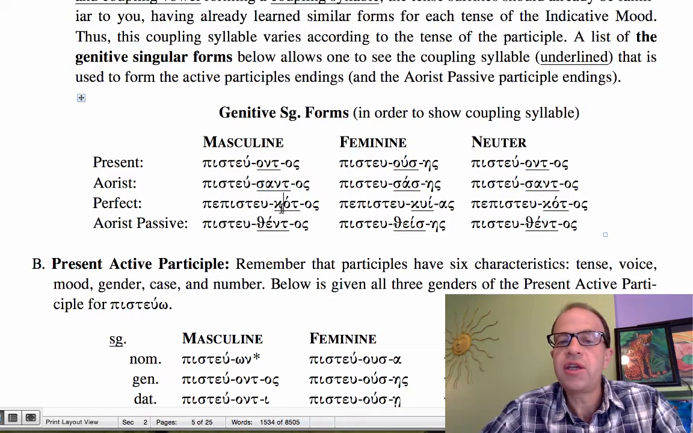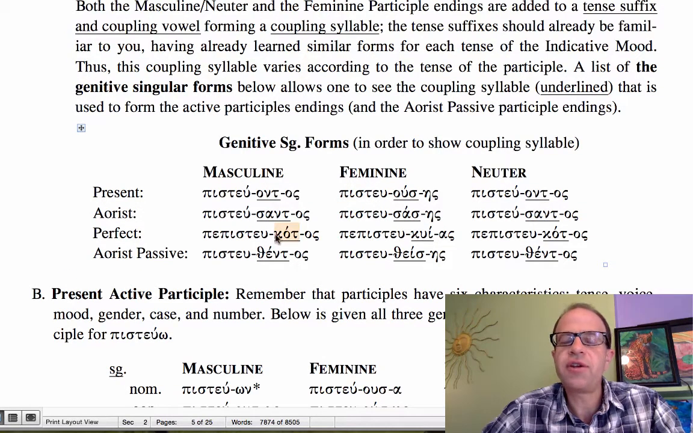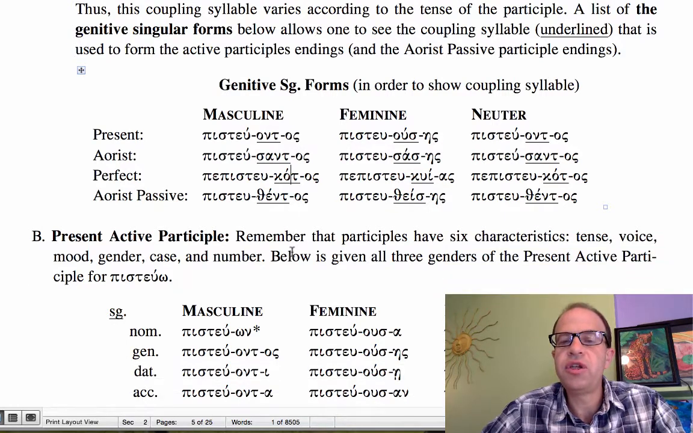For the perfect, you have a kappa, and a kappa with an omicron, and very distinctively, the nu drops, kotos. And so this is a feature of the perfect participle form. So the perfect is going to have its characteristic kappa in its ending and the corresponding lack of the nu. The aorist passive is going to have its theta, but rather than an eta, it's going to have an epsilon. So this is, in a nutshell, how these participles are formed.